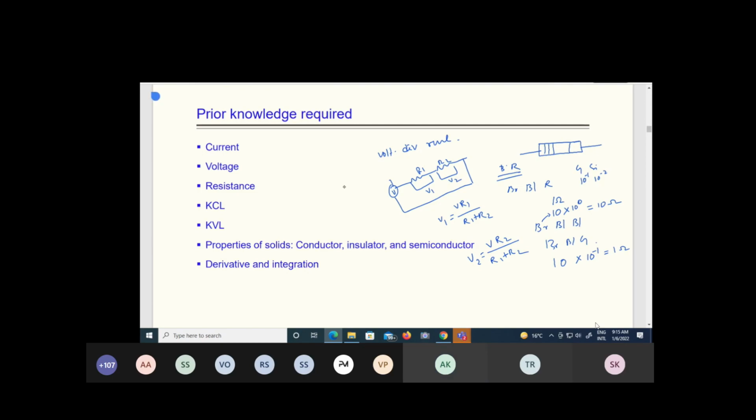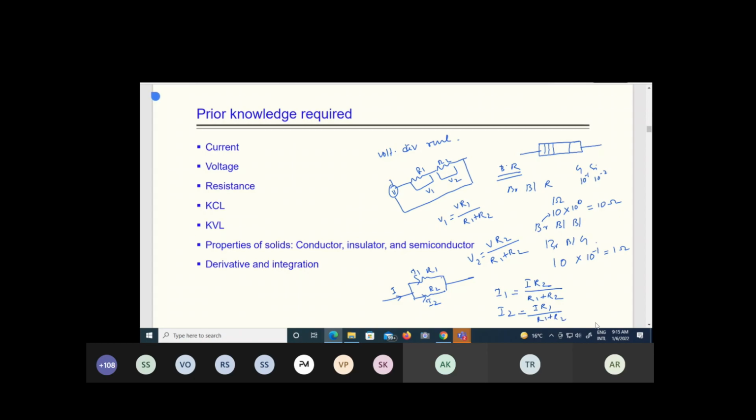Likewise, what is the current division rule? If two parallel resistors R1 and R2 are there, and you have one current, let's say I, what will be your I1 and what will be your I2? Ma'am, I1 into R1 equals I2 into R2, so I1 R1 plus I1 R2 equals I R2, so I1 equals I R2 by R1 plus R2. So the opposite resistor into total current by total resistance.